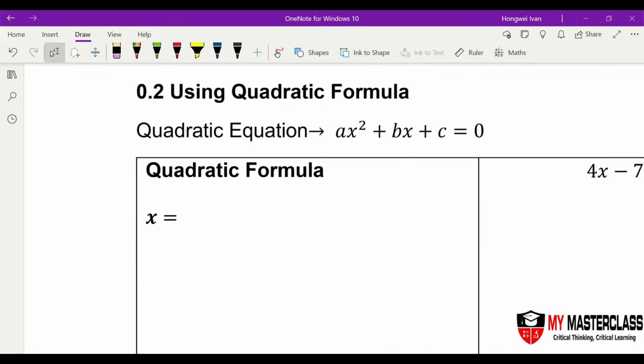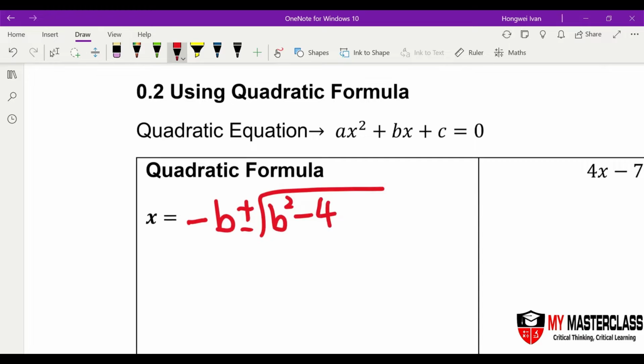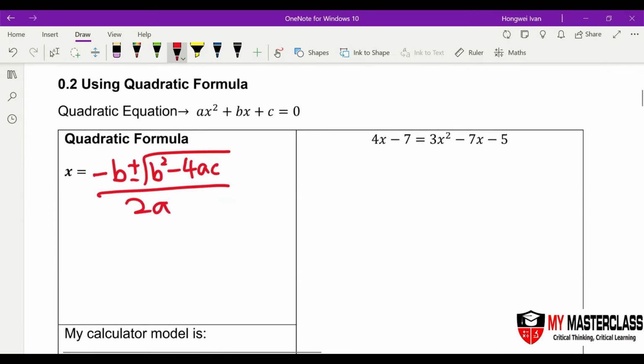That's last year's things. Okay, negative b plus minus square root. Kevin, what's inside? b squared minus 4ac. Very good. b squared minus 4ac. And this is not given, not given. Over. Okay, algebraic basics that you have to know.